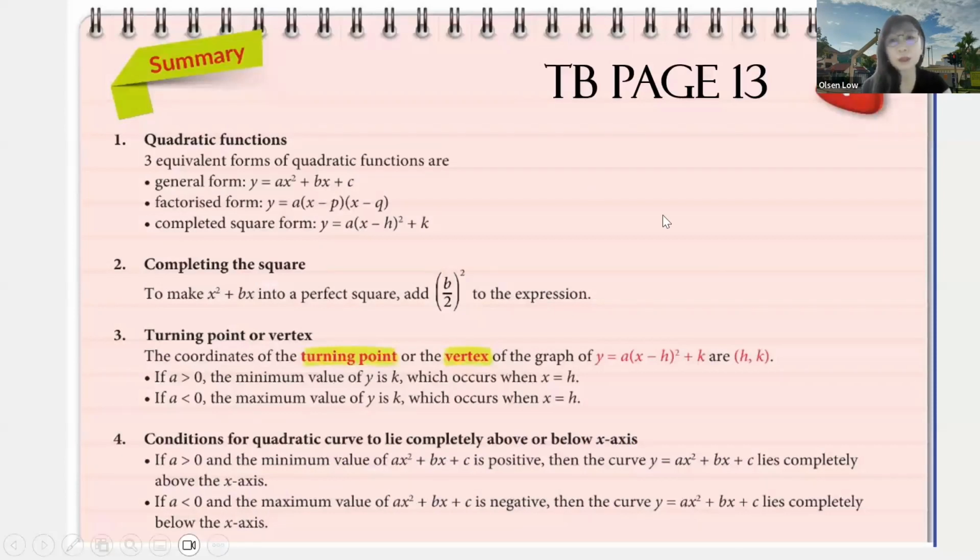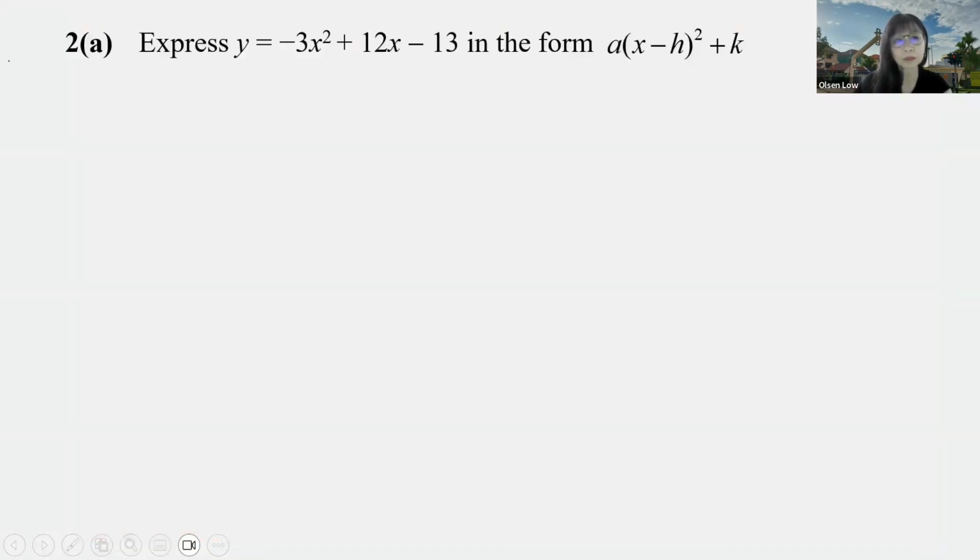If you refer to your textbook, page 13, you will see this summary page. This will give you a good guide of what you should know for this lesson. Make sure that you take some time to revise them and to pick certain questions from the textbook to revise. In this lesson, I want to focus on how to explain whether a quadratic curve lies completely above or below the x-axis. This is a question that you see in your end of the year exam, question 2.